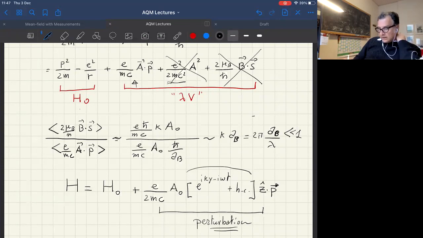But there is this term here, which will have both frequencies, which are e to the i omega t and e to the minus i omega t. And then we have this term here, e to the i k y, and the z dot p will determine the matrix elements. Okay, in some way we are going to discuss how and what is important, what is not important.